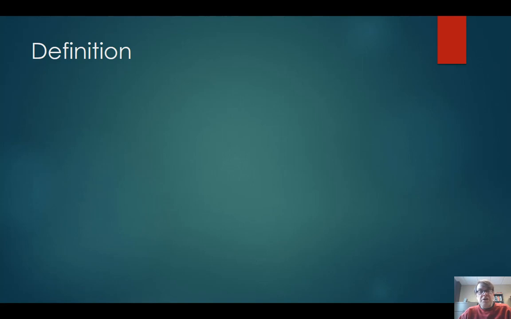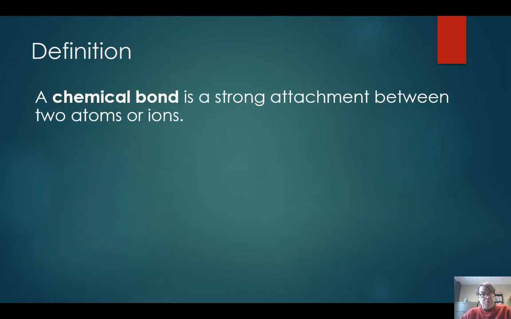So what is the definition of a chemical bond? A chemical bond is a strong attachment between two atoms or two ions, for example. And of course, there can be multiple bonds with multiple atoms and ions as well. So there are three basic kinds of chemical bonds.